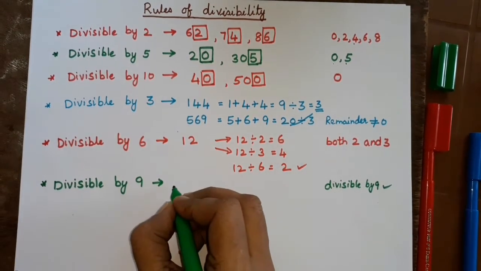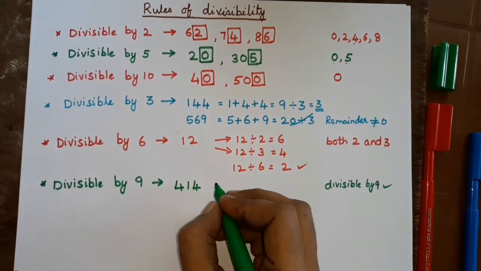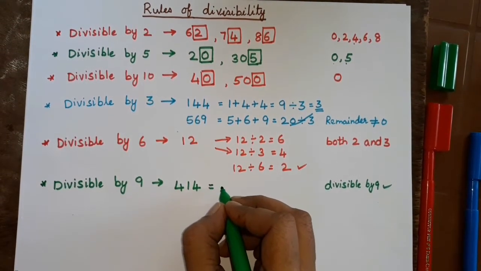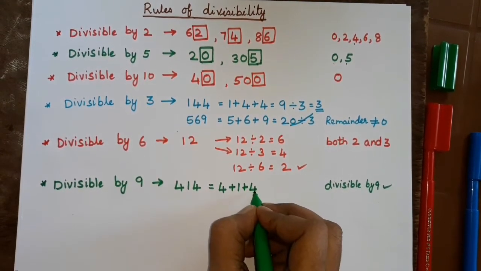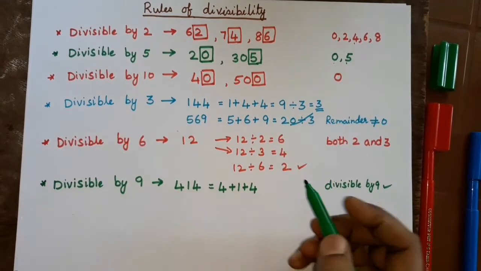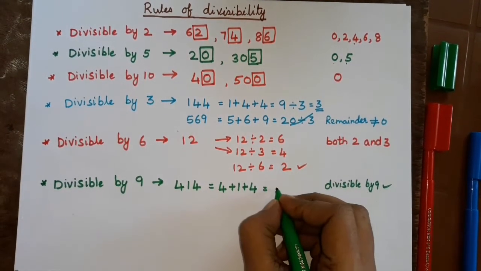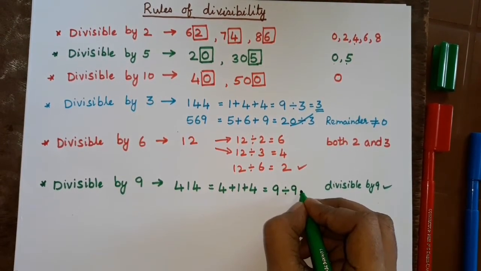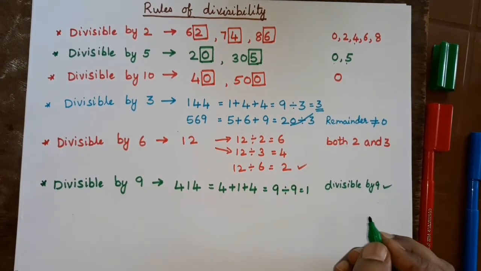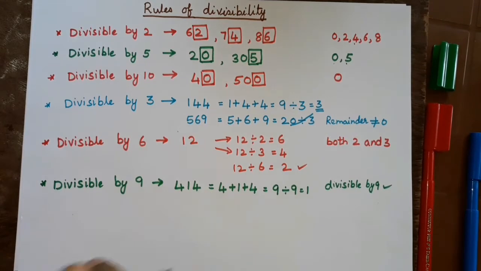Say for example, if I am taking 414. Now what we will do first? We will find the sum of the given digits as we have done in 3, isn't it? So we will get 4 plus 1, 5. 5 plus 4 equal to 9. Is 9 divisible by 9? Yes, which is equal to 1. And remainder equal to 0. So the given number 414 will be divisible by 9.